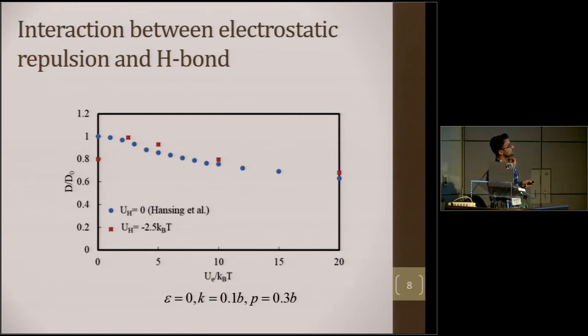First, consider the case where UH is equal to 0, and you see that when we increase the strength of electrostatic repulsion, diffusivity decreases. However, when we added H-bond attraction with this strength, we see a non-monotonic behavior between diffusivity and UE. These results show that one factor can mitigate the effect of the other factor to raise the diffusivity. However, when UE is too large, diffusivity decreases again and falls.